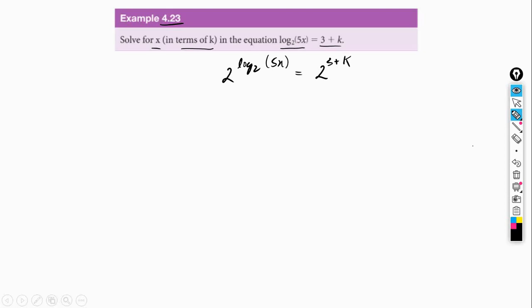So this is going to be 5x is equal to 2 to the 3 times 2 to the k. And then we can have that x is equal to 8 over 5 times 2 to the power of k. Now remember that we cannot multiply 8 times 2 here because 2 is elevated to the power of k, which is a variable. So this would be the solution for x in terms of k.